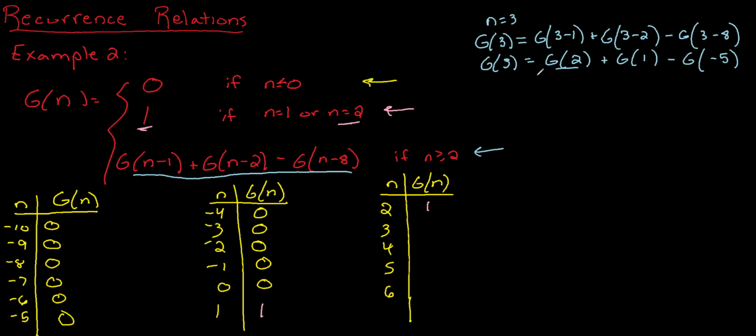G of 2 is in my chart, and it's right here. When n is 2, the g value is 1. So I'm going to put that right there. G of 1, when n is 1, my g of n, or my g of 1, is 1. And I need minus g of -5. And when n is -5, my g value is 0. So this tells me that g of 3 equals 1 plus 1 equals 2.